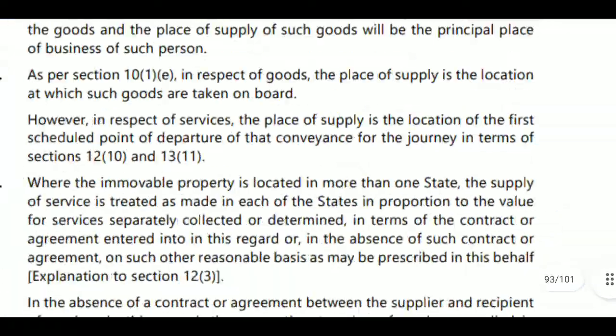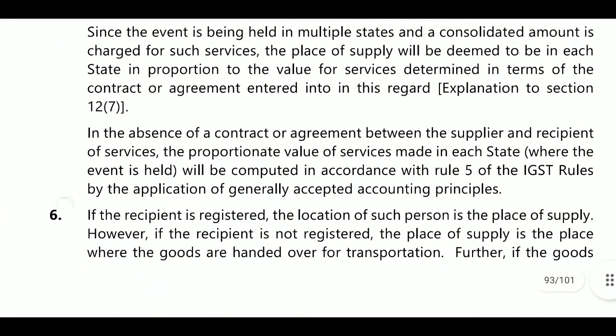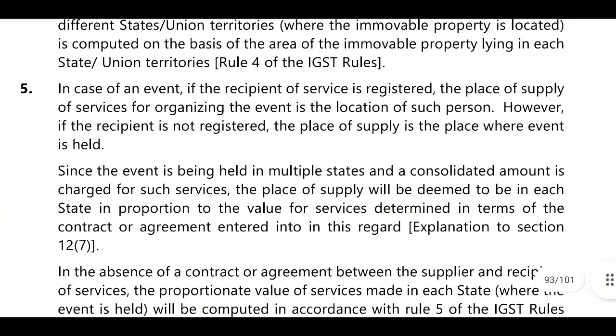Answer will be: in case of an event, if the recipient of service is registered, the place of supply of organizing the event is the location of such person. So I know that for a registered person, it will be the location of the recipient. If he is not registered, it is based on where the event has taken place. However, if the recipient is not registered, the place of supply is the place where the event is held.